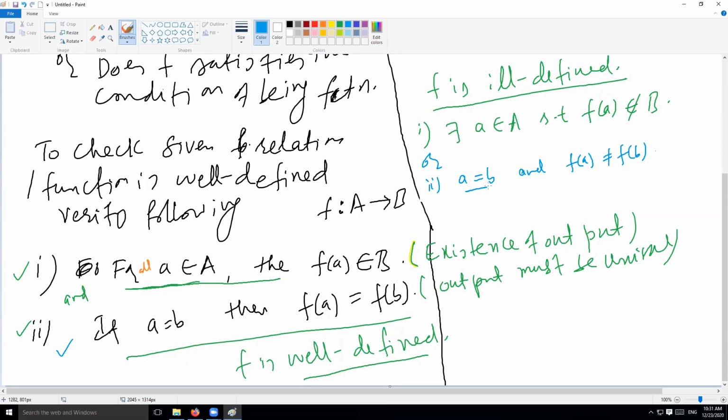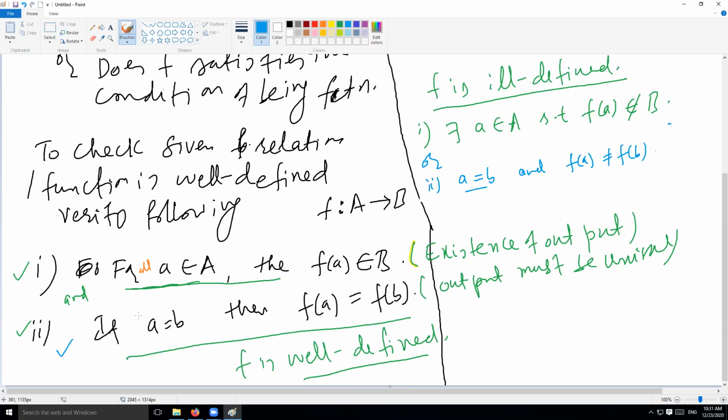You have a single element which has two different outputs actually. If any one of these two conditions is satisfied, I'm going to say my function is ill-defined. If both conditions are true, then my function is well-defined actually. Are you getting the point?